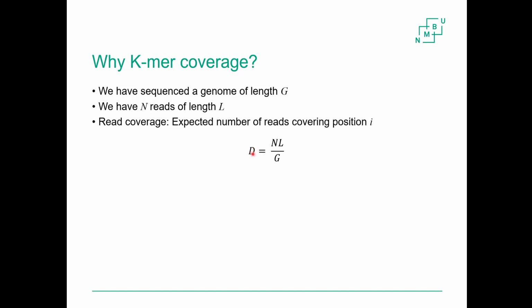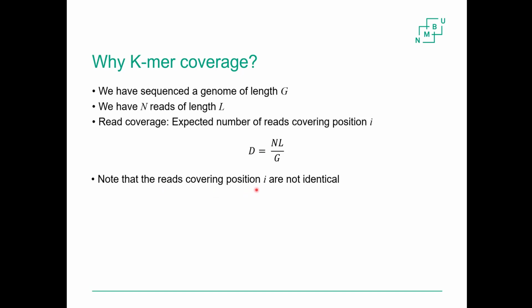D, that's the read coverage or depth, n times L divided by G. So we actually just add up all the read lengths and divide by the genome length. That's the average or expected number of reads covering any given position. But it varies, of course. We have seen it's not constant, right? Because it's random. The reads come from random positions. So some have more, some have less, but this is the expected value, the average.